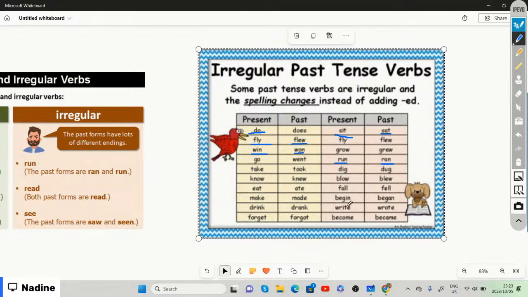So there are quite a few irregular past tense verbs. There's a lot. And like we say, we can't just add an ed, because the verb is irregular. So when it comes to irregular past tense verbs, the spelling changes instead of just adding an ed.